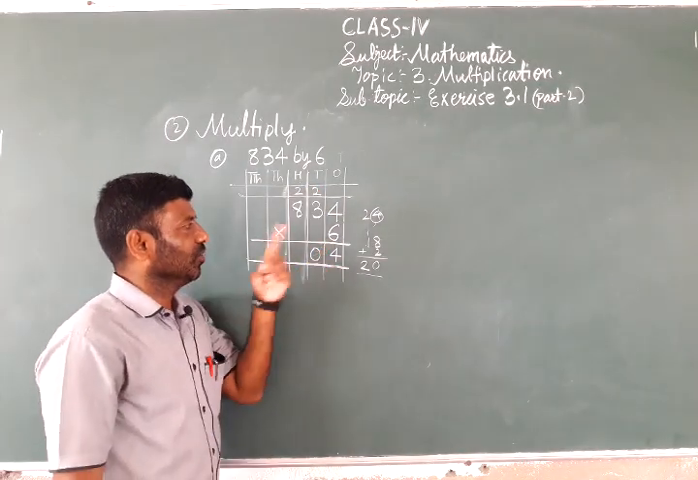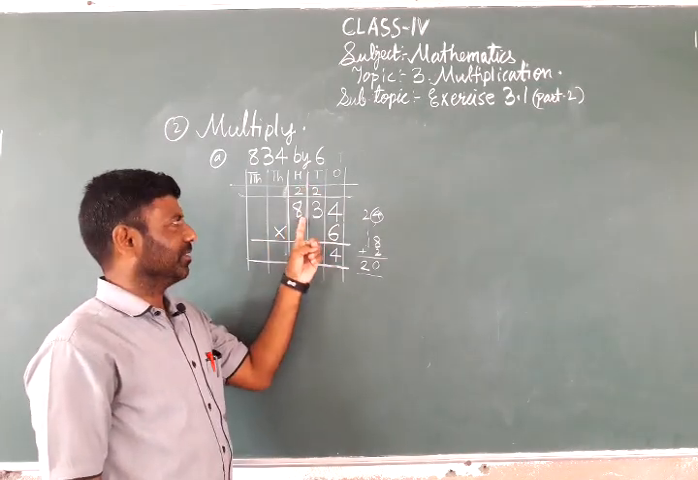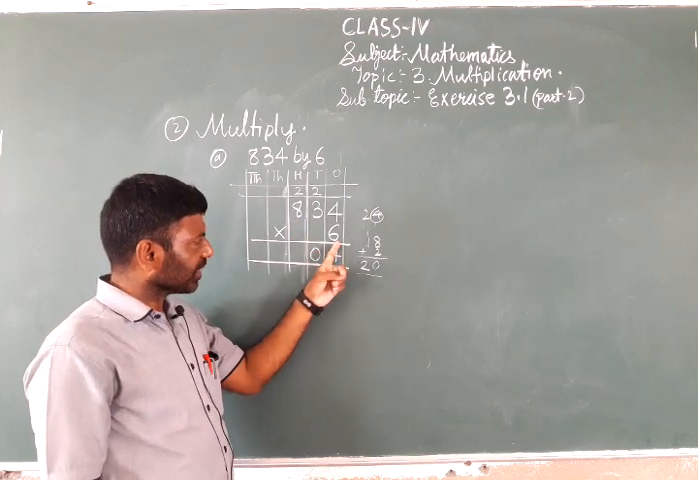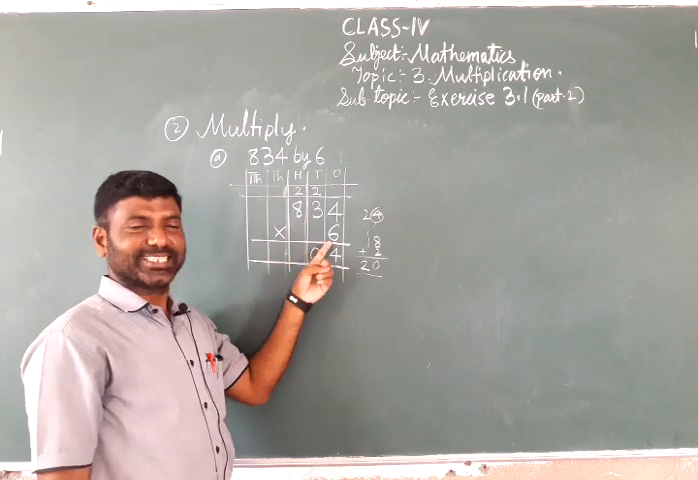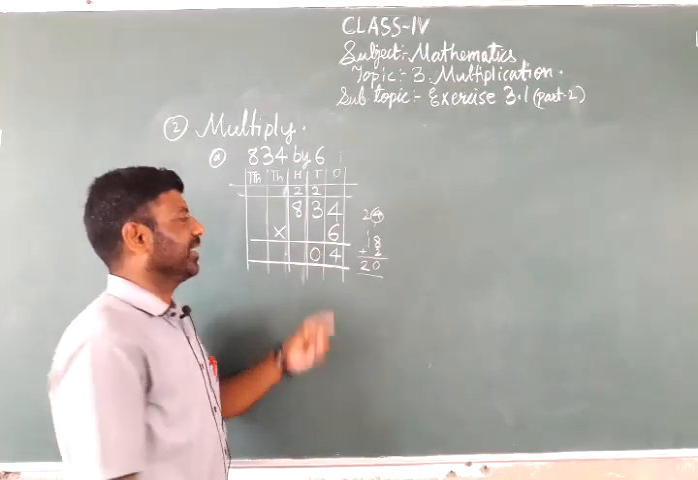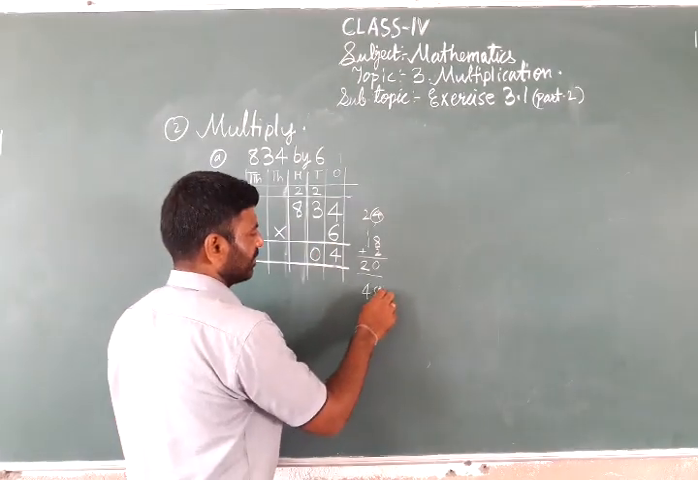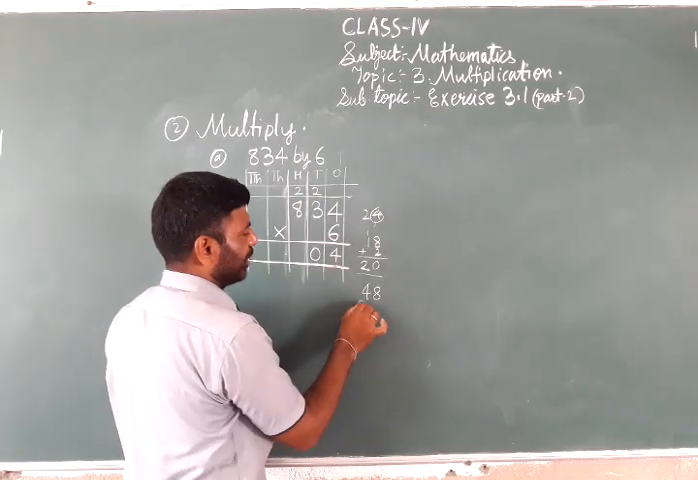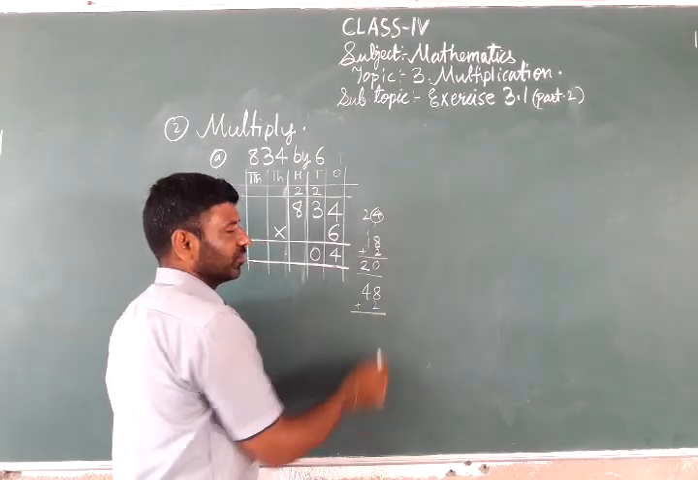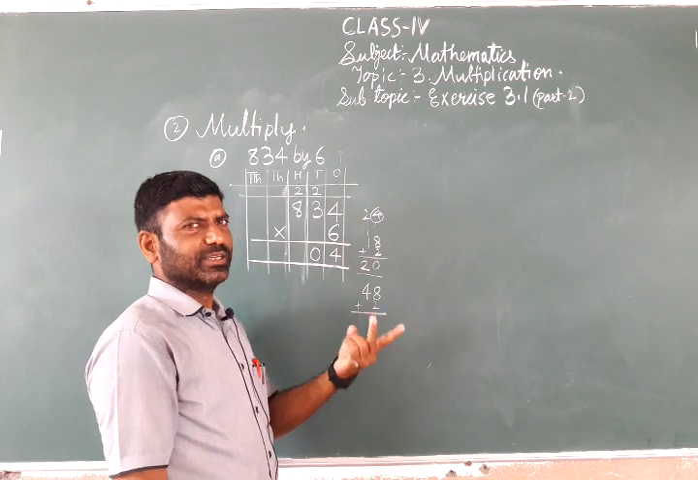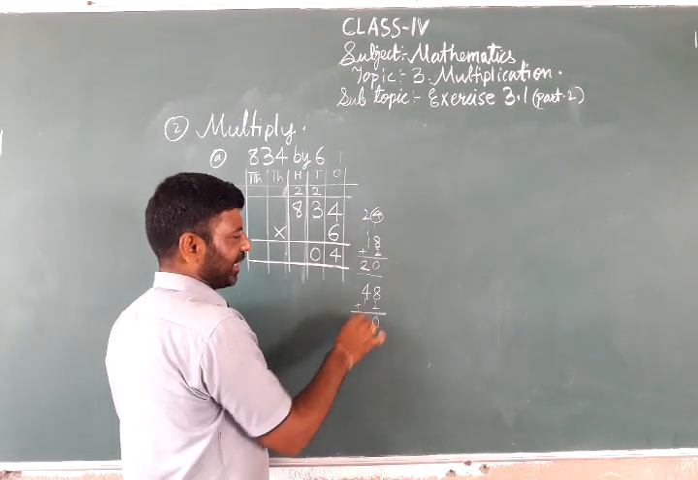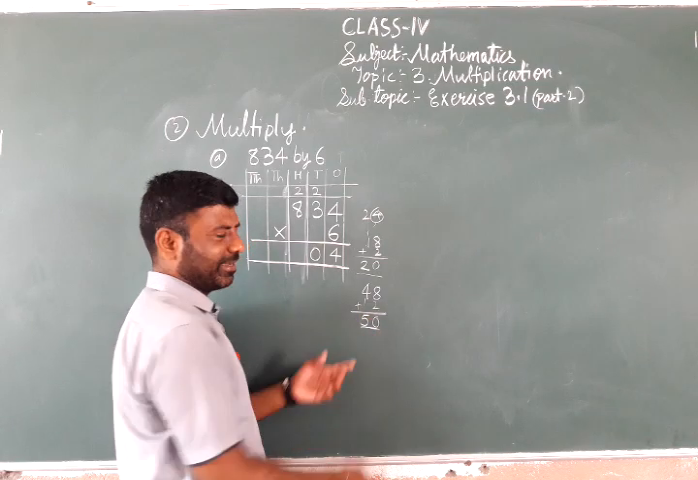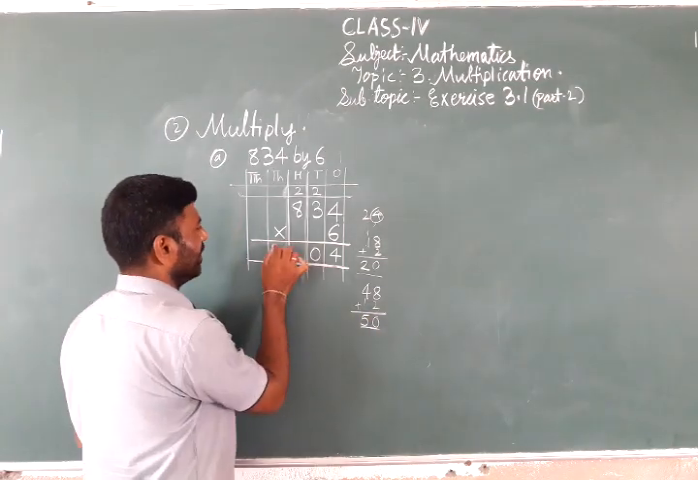So now with the hundreds place digit, 6 8s are, or 8 6s are 48, plus carry 2: 48, 49, 50. Easy, no need to do like this. 8 plus 2, 10, 0, carry 1, 4 plus 1, 5. The same answer will come. So write here.